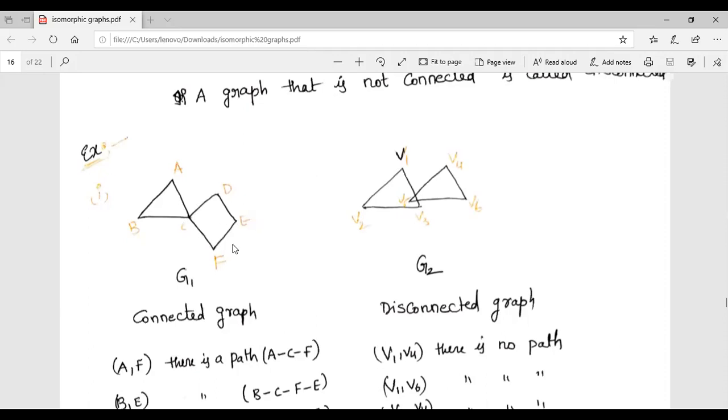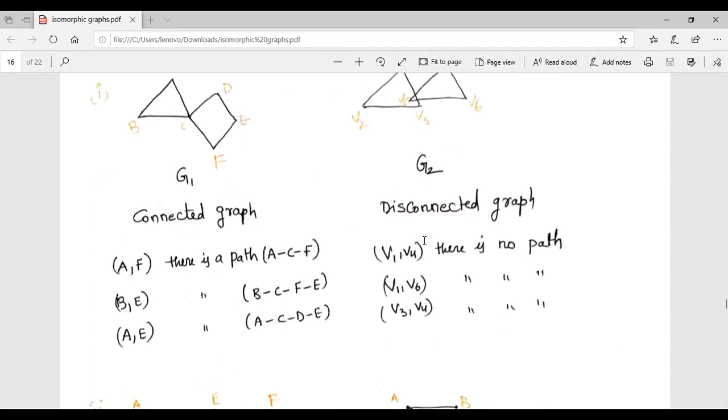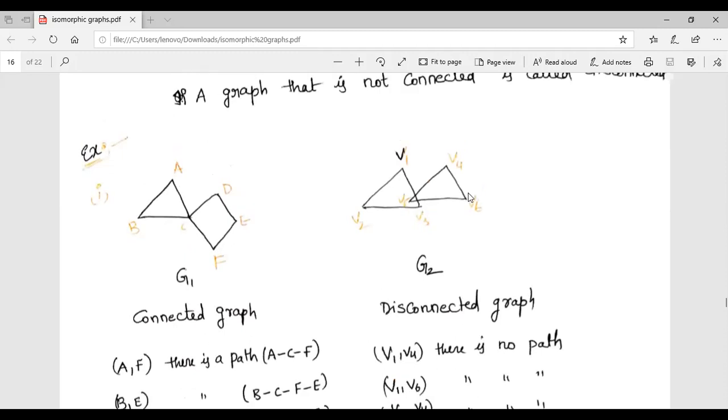So this is a connected graph. Now if we look at the second graph, it has the vertices V1, V2, V3, V4, V5, V6. If we consider the pair of vertices V1, V4, there is no path, because this is an intersection point, not an edge. So V1 to V3, that's it.